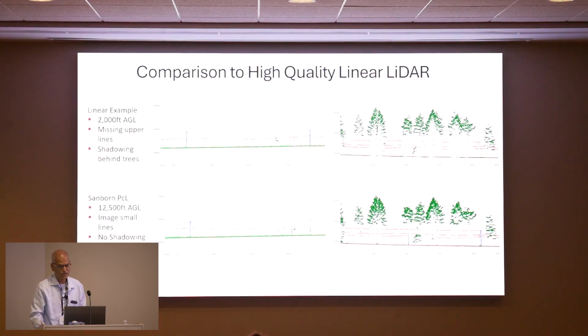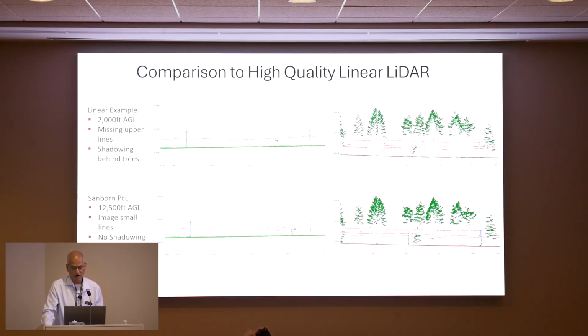So this is exactly shown here. What you are seeing on the top left is a linear mode LiDAR collected at 2,000 feet AGL. You can see the upper line is completely missing, whereas the bottom is a 12,500 feet collection. You can clearly see the smaller lines because of the higher point density.